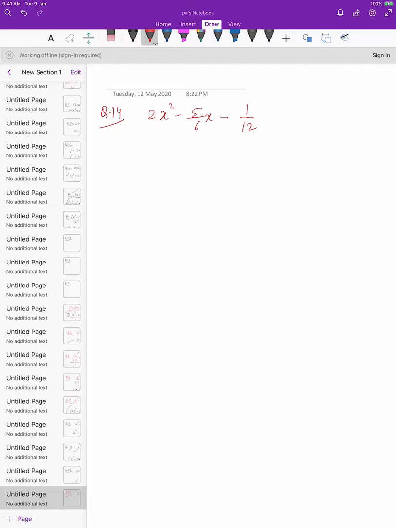So let's do it by the method of splitting the middle term. So here we need the product to be 2 into minus 1 by 12, that is minus 6, and sum to be minus 5 by 6. So as you can see, the denominators in both the cases is 6. So let's see which two numbers will match this combination.